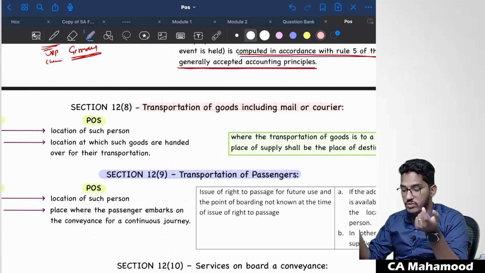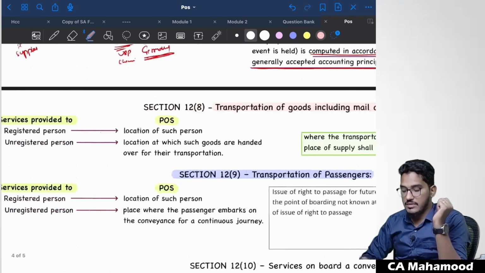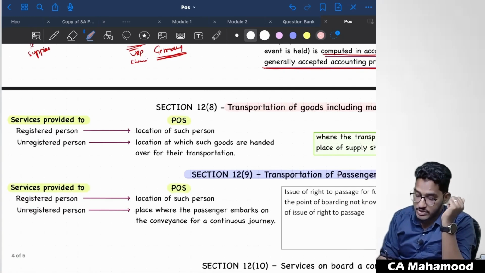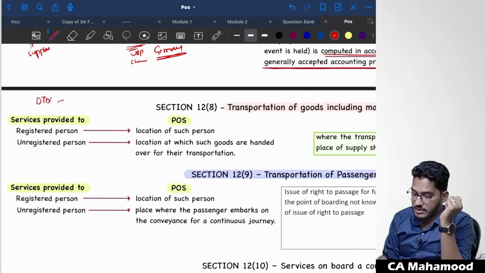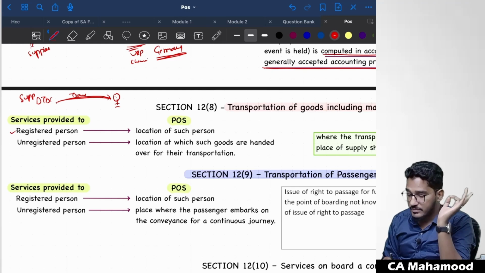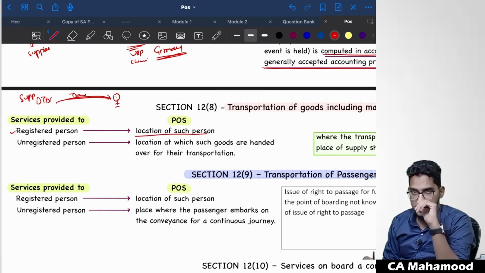Sir, for these cases, how to determine place of supply? That is covered under 12 subsection 2. So what does 12 subsection 2 say? Here also, for example, there is a DTDC courier agency, they are providing the services of transportation of goods. Sir, for these services, what will be the place of supply? Supplier is DTDC. So here also we need to check for whom they are providing the transportation of goods services. If the recipient is a registered person, then the place of supply will be the location of the recipient.